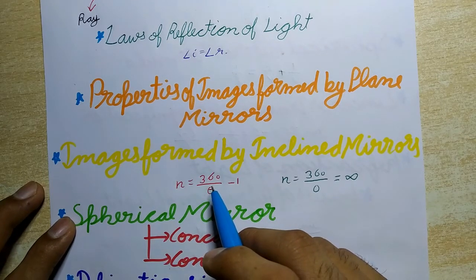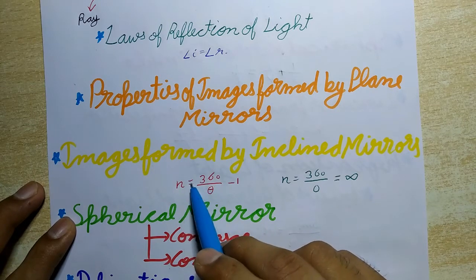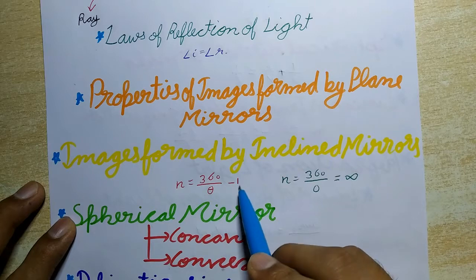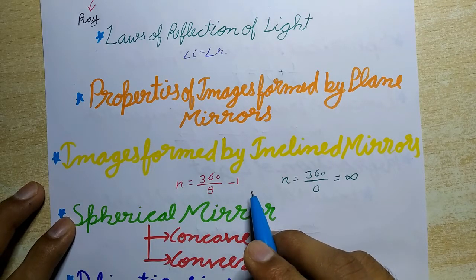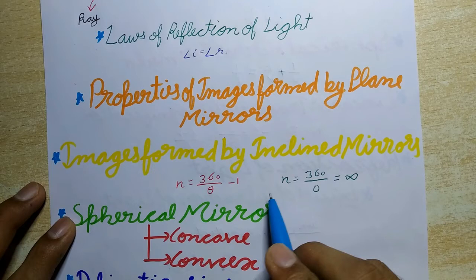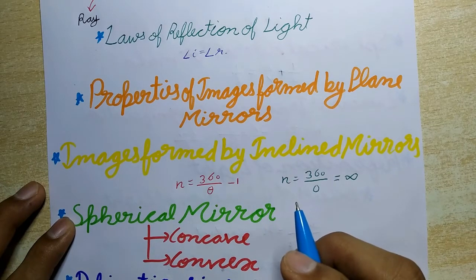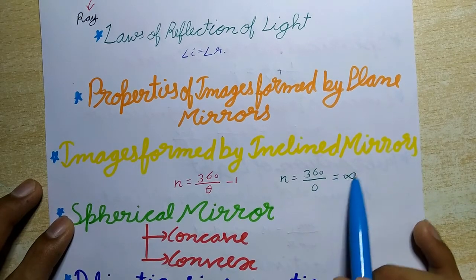If theta is a submultiple of 180 degrees, then the number of images formed, n, is equal to 360 upon theta minus 1. If theta is not a submultiple of 180 degrees, then the number of images formed is the integer next higher than 360 by theta minus 1. For two parallel plane mirrors, n is equal to 360 upon 0, which is equal to infinity.